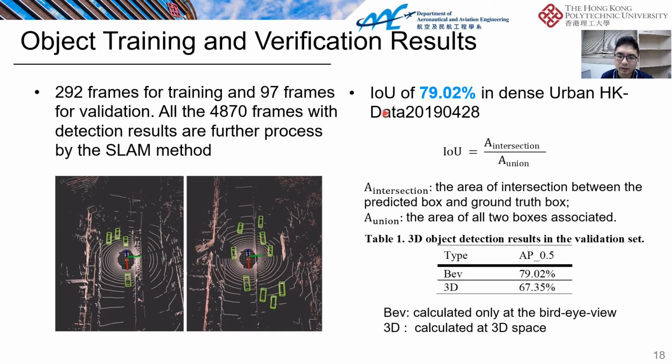So we reach an IOU of 69% in the dense urban areas. IOU is the intersection area divided by the union area. In Trans 3D, we reach about 67% for the AP at 0.5.